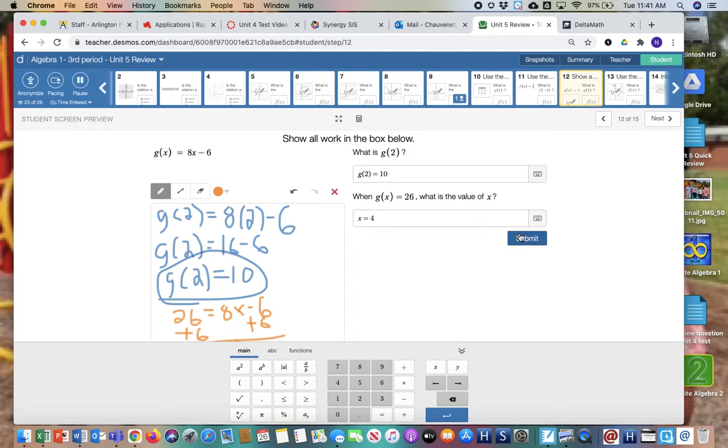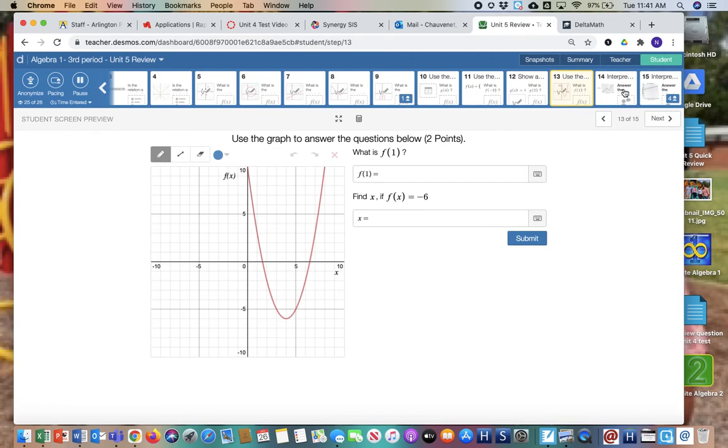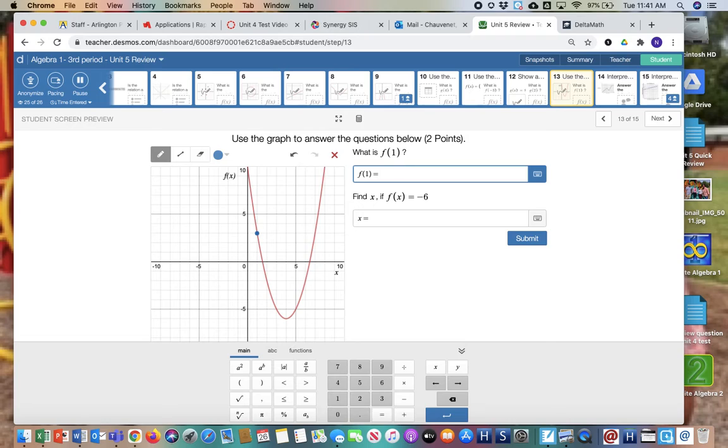Okay? Alright, and then lastly for these types, let's look at it from a graph. So what is f of 1? That means when x is 1, what's y? So I go to where x is 1. Well, where's that on the graph? Oh, it's right there. So what's that y value? Well, it's at 1, 2, 3. Great, there we go, 3.